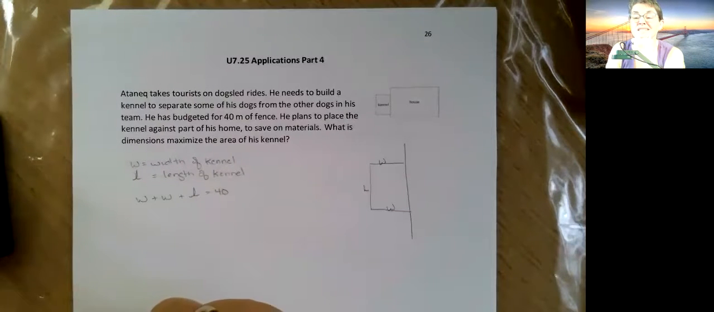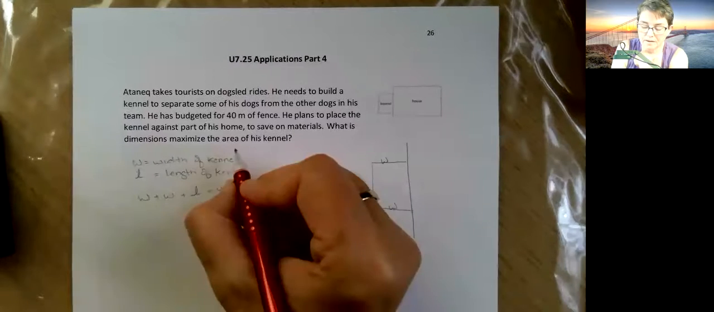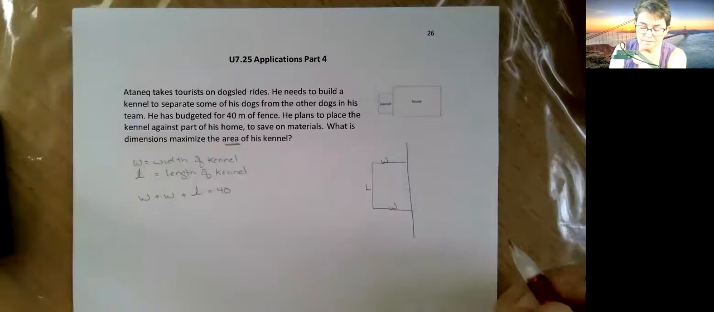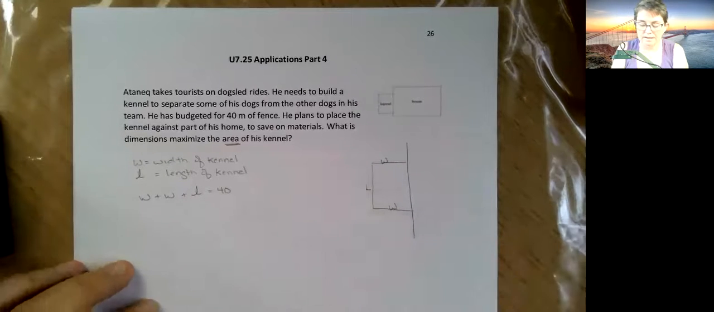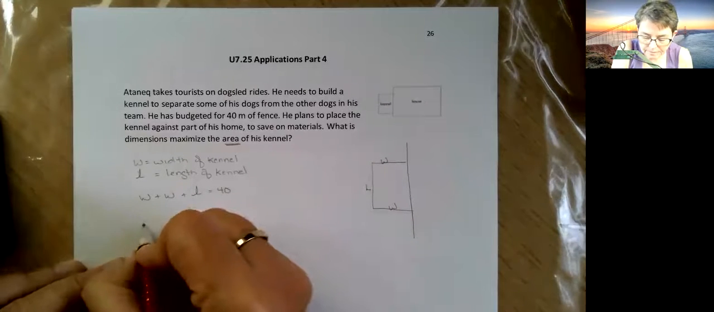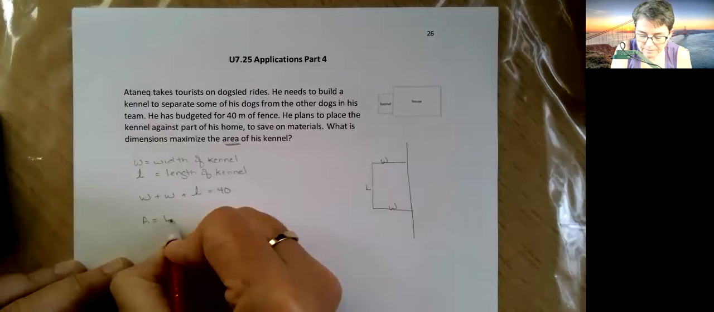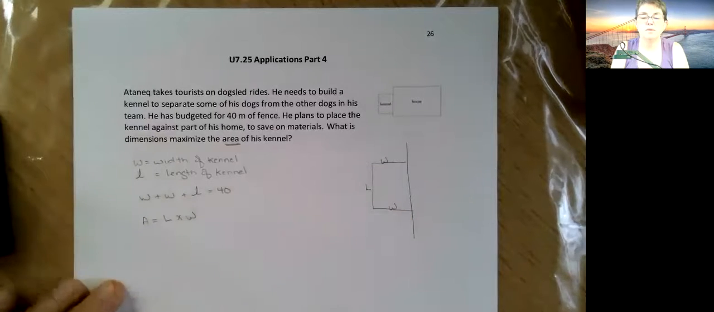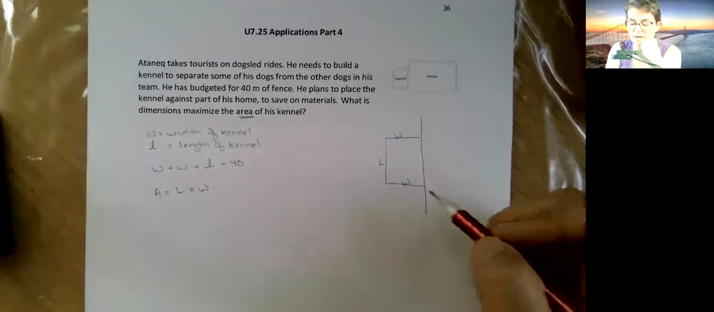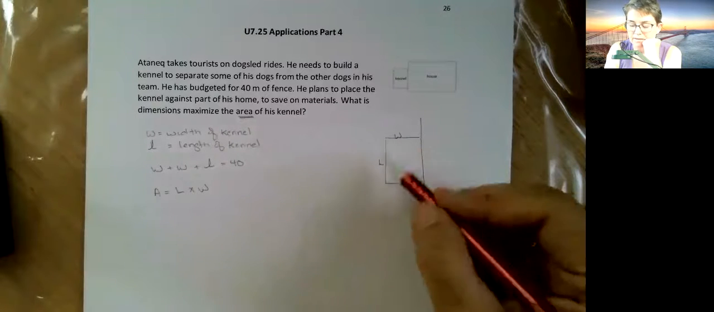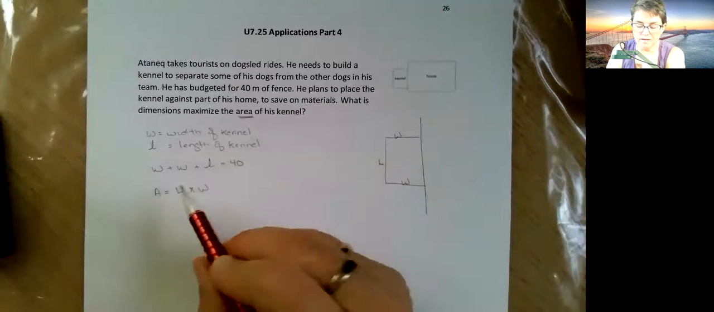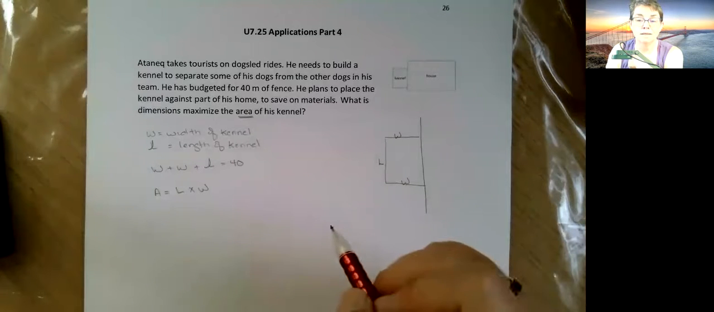Okay, so far that doesn't look like much of a parabola equation, but we need to talk about area. And area is length times width. You know that from before. But our problem here is we need to do something with this equation so that we only have it in one variable.